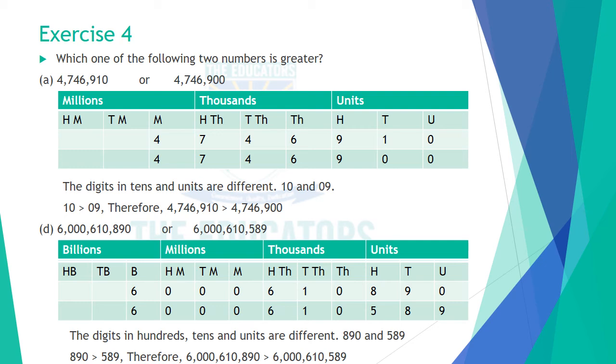In part D, 600,610,890 or 600,610,589. Again, you can check the digits in billions, millions and thousands are the same, but the digits in hundreds, tens and units are different. One number ends with 890 and the other ends with 589, and you know 890 is greater than 589, so 600,610,890 is greater than 600,610,589.